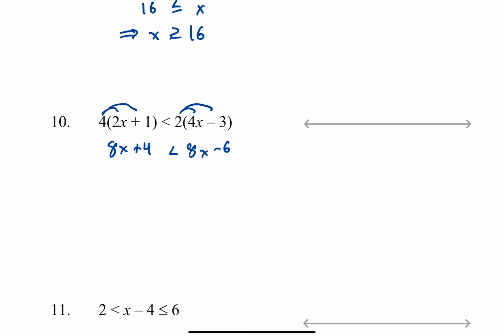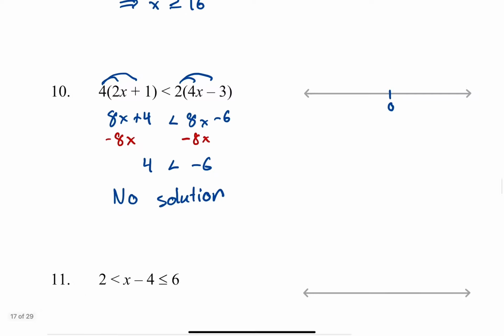Good. So you'll see that this is an inconsistent equation because when you subtract 8x from both sides, you get 4 is less than minus 6. So notice right here, this one has no solution. So in the case of number 10, you could put 0, but just keep the number line blank. There's no solution. That is a false statement.